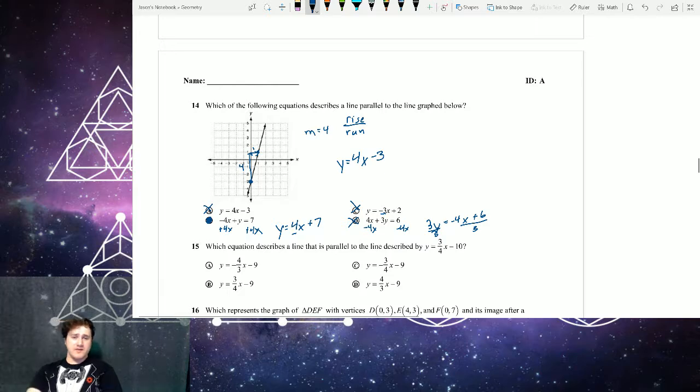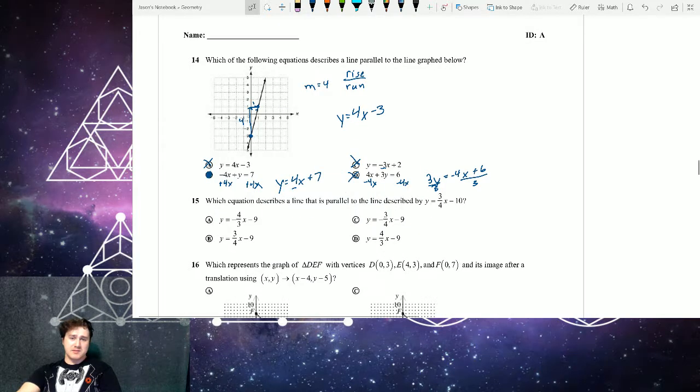That's then going to take us to number 15, where we have another line that we have to figure out is parallel. We're given the slope of 3/4. So if our slope is 3/4, for it to be parallel, it has to have the same slope, different y-intercept. So let's look at these ones. -4/3, nope. -3/4, nope. +3/4, that's the same slope. Is the y-intercept different? -9, yes it is. And just double check, 4/3 is not the same slope. So the correct answer on this one is B.